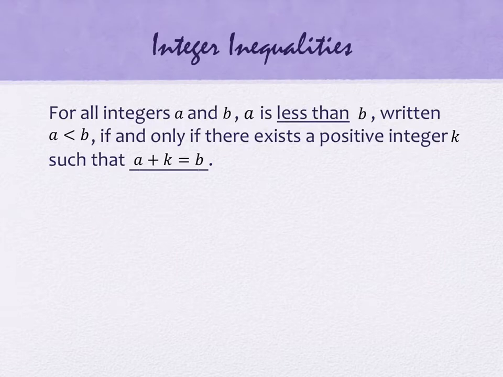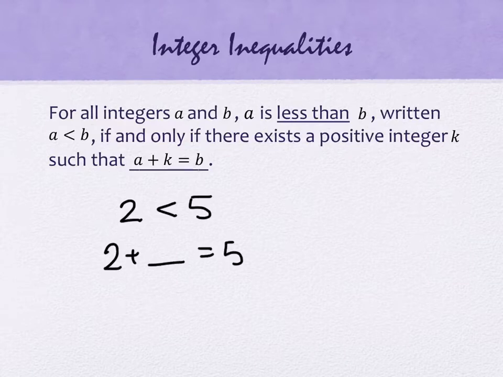And again, if you think about it in terms of numbers, the reason that 2 is less than 5 is because there is a number I can write here that makes them equal. In particular, with this example, it would be 3. There is a value that I can add to 2 and it will actually equal the larger value.